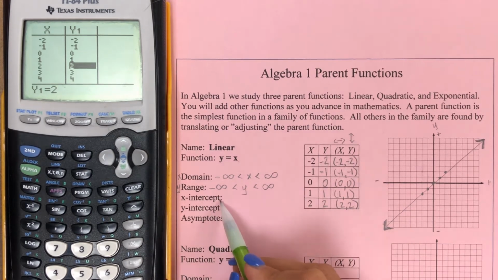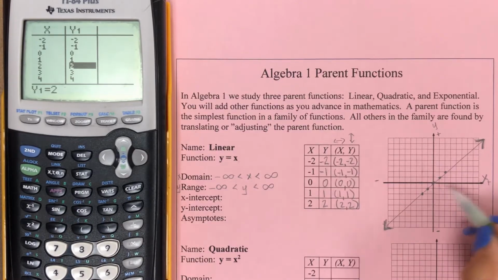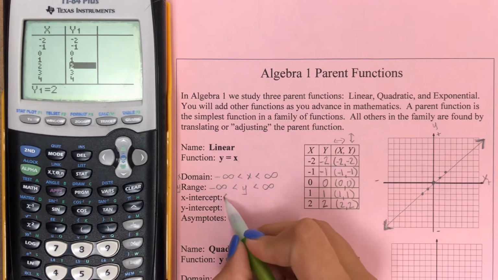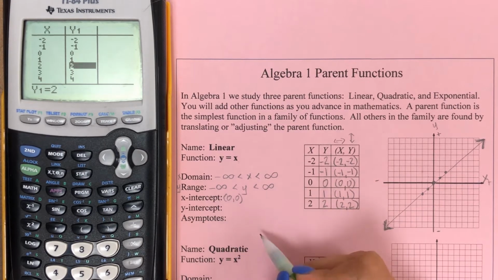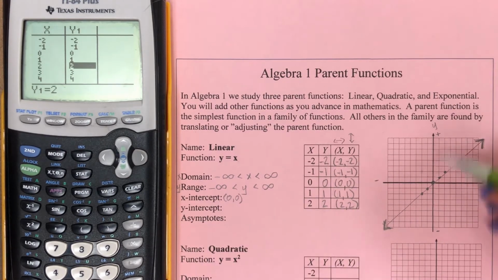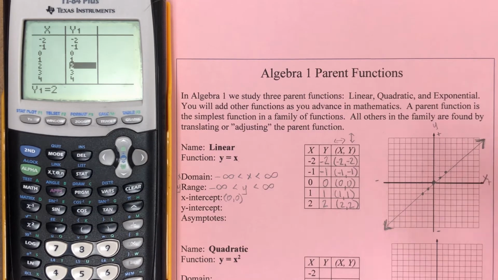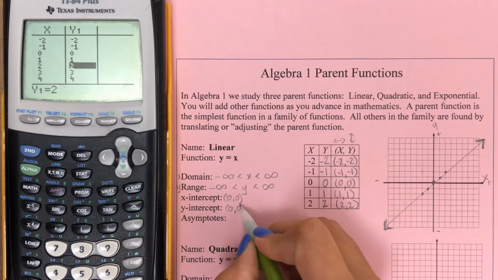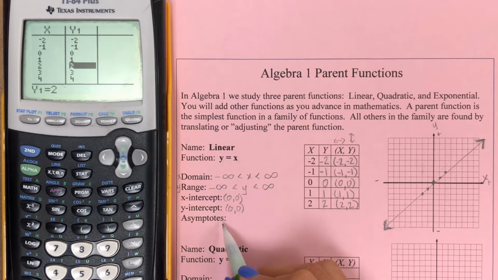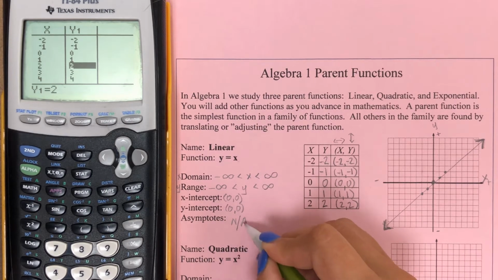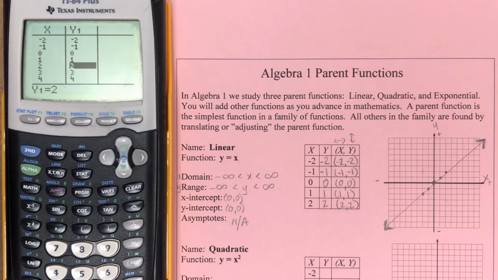Next, we have x-intercept, so we find our x-axis, and we see where our graph crosses this x-axis. Notice it's at the origin, so I'm going to use the point 0, 0. Then we have our y-intercept, so we look at the y-axis. Where does it cross that? It also crosses there at 0, 0. Now this word right here, asymptote, we'll explain what that is a little bit later, but for now, we're just going to say it's not applicable, so it does not apply to this graph.